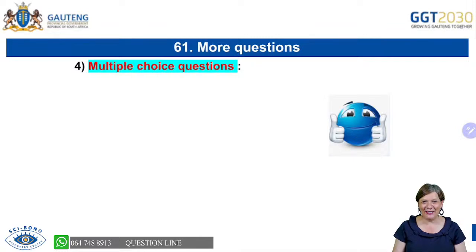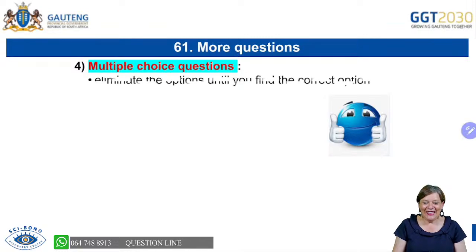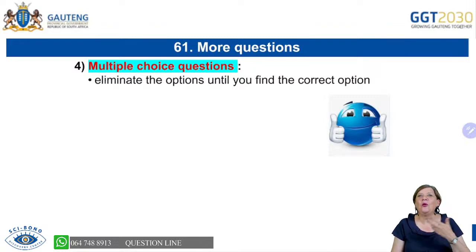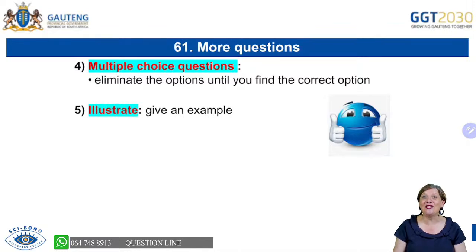A multiple choice question. You'll be given 4 options. Now, the easiest thing is to eliminate or delete the ones that don't fit. Remember, there will always be one that's completely outrageous and doesn't fit. And then there will be others that are quite close to the answer. Go through all 4 of them and eliminate the one you think doesn't fit until you get to the right one. If you're asked to illustrate, that's when you have to give me an example.